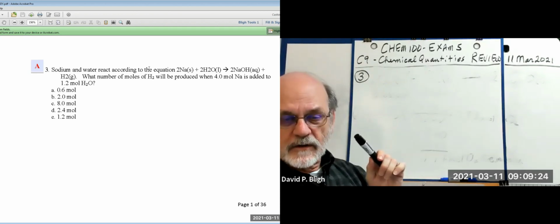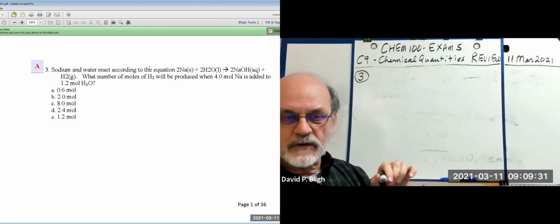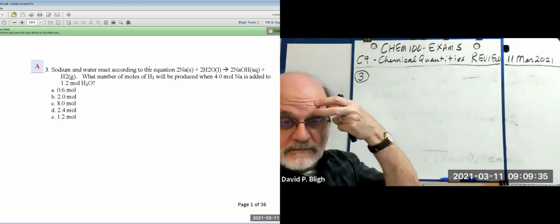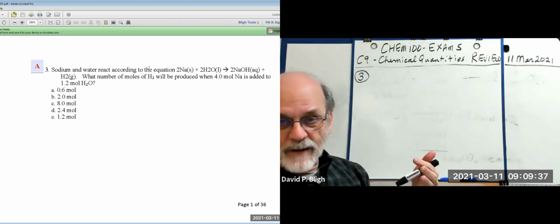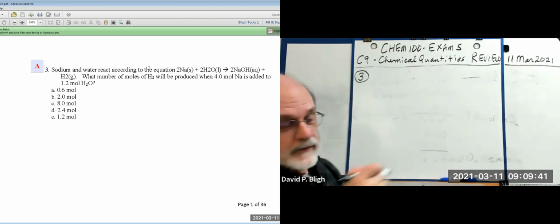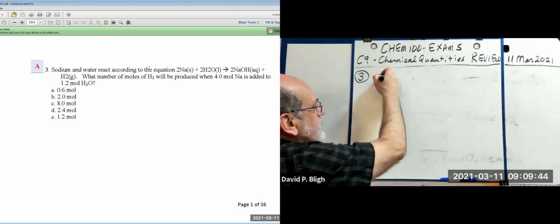And the question is, what number of moles of hydrogen will be produced when 4 moles of sodium is added to 1.2 moles of water? All right. This is almost the same type of problem. In fact, it is the same type of problem as number 1, only we don't have to balance this equation.